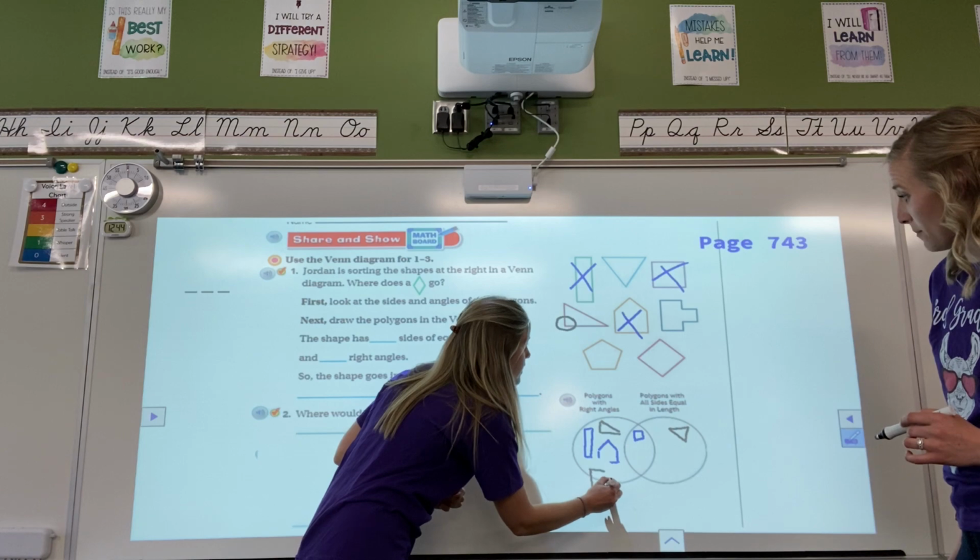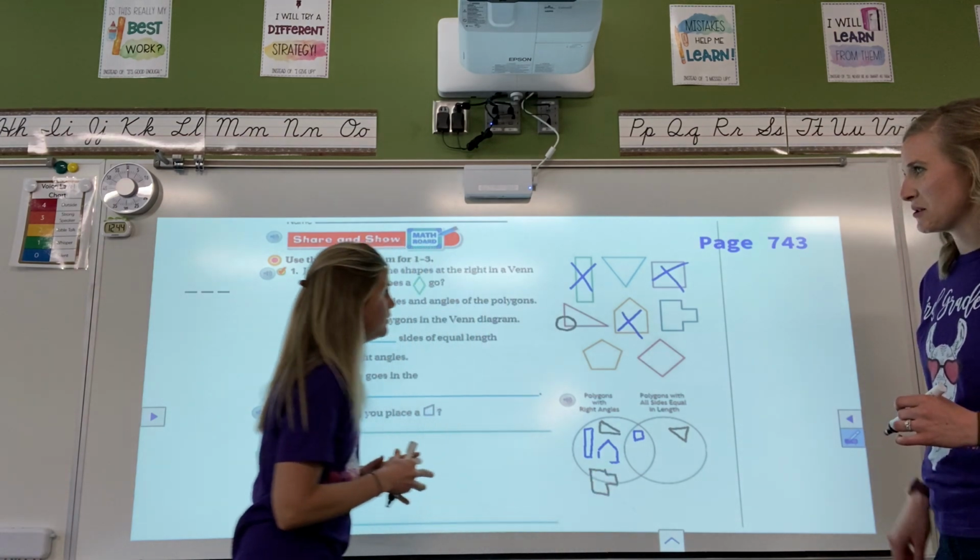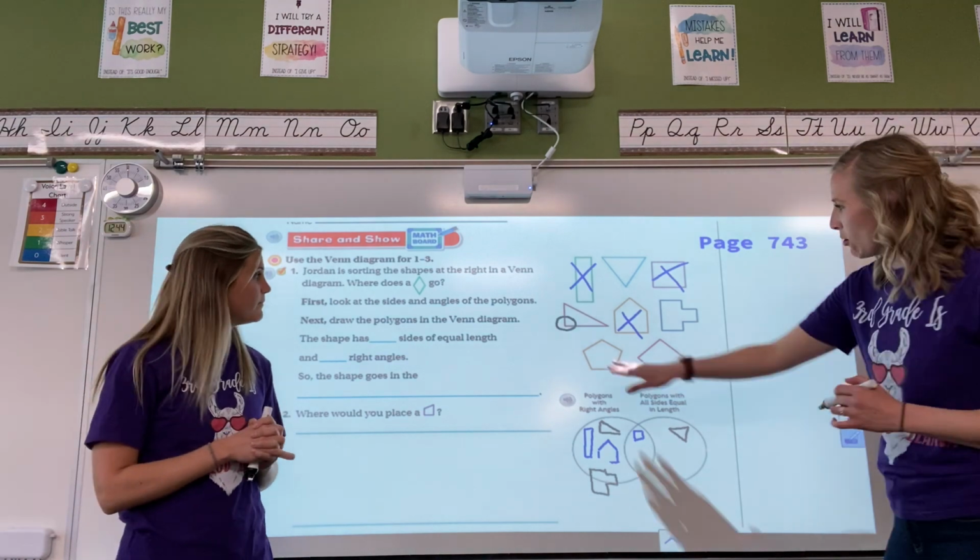Whew, that's a tricky shape. That is kind of a tricky one. It kind of reminds me of a Lego, a puzzle piece. Yeah, or puzzle piece. Lego. Okay, my next one.